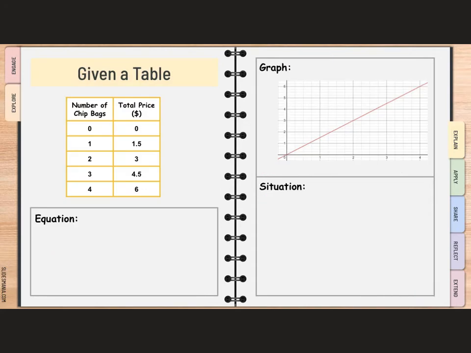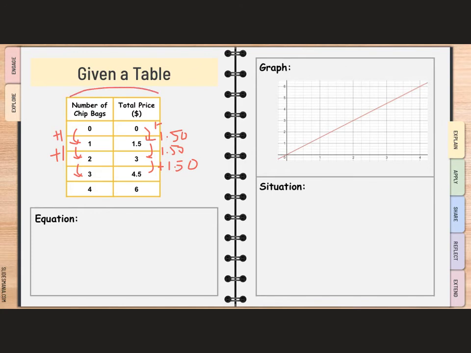All right, the next problem, and here I'm giving you a table. So I'm looking at the number of chip bags, that's what my table says, and my total price. So it seems like if I go and find my constant rate of change, they're increasing by $1.50. Well, $1.50 plus another $1.50 is $3 plus another $1.50. Okay, so that means that every chip bag is costing me $1.50. That's what it looks like.